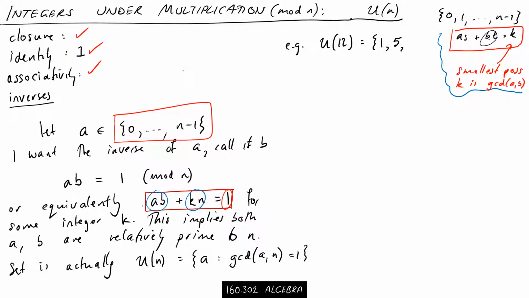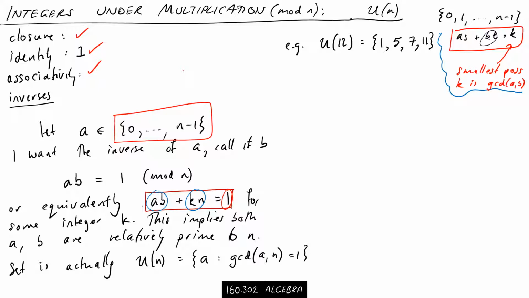6 and 12 do, they have a common factor of 6. 7 and 12 do not. 8 and 12 have a common factor of 4. 9 and 12 have a common factor of 3. 10 and 12 have a common factor of 2. 11 and 12 have no common factors, and that's the end of my list. So our set of integers under multiplication that we could possibly have is just this shorter list, which is the numbers relatively prime to 12, or to n.